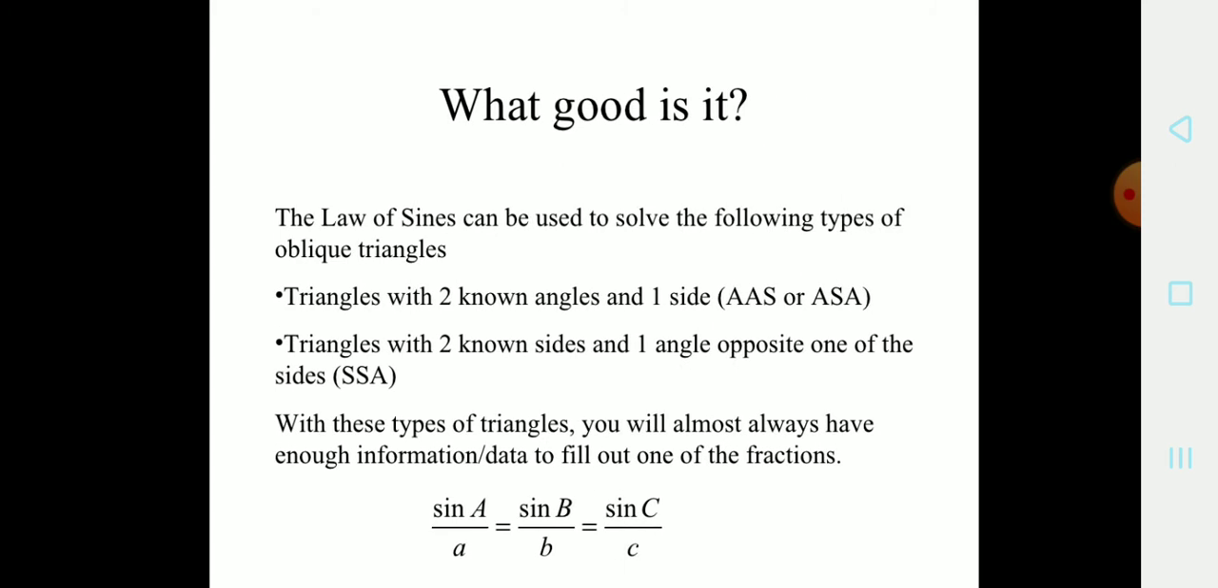So what good is it? The law of sines can be used to solve the following types of oblique triangles. Triangles with two known angles and one side, AAS or ASA. Triangles with two known sides and one angle opposite one of the sides, SSA. With these types of triangles you will almost always have enough data to fill out one of the fractions: sin A over a equals sin B over b equals sin C over c.